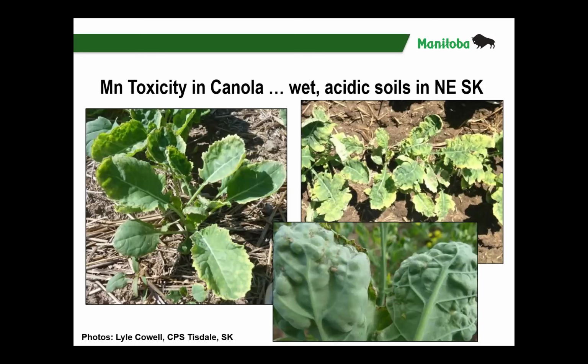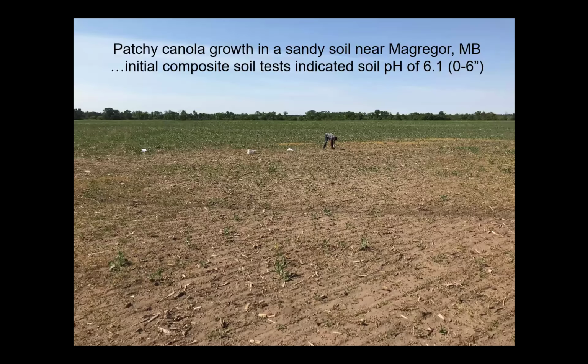So these are photos that Lyle Powell, now of Nutrien, has taken and shows some situations where manganese toxicity was showing up in canola. It's got this very weird look of it where you get this almost bubbling of that canola leaf. And again, high acidity, so low pH, and wet soils. So wet, sandy, acidic soils in this area of northeastern Saskatchewan showing this issue of manganese toxicity starting to show up. And this is something we actually have seen in Manitoba as well.